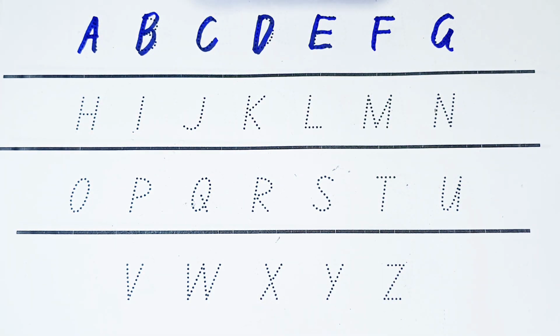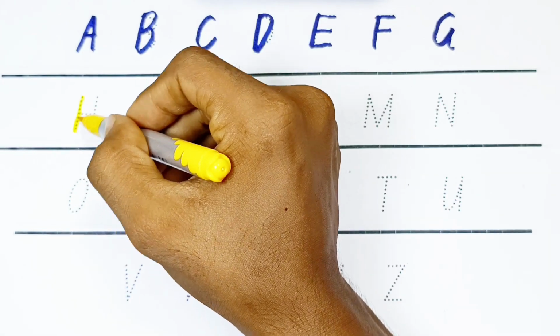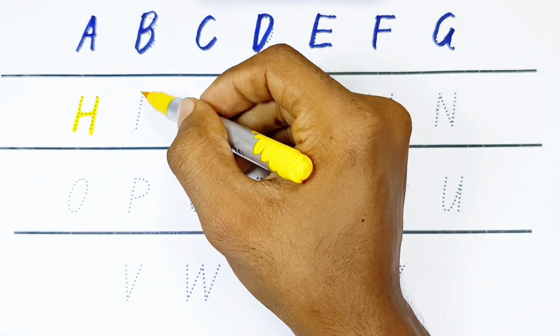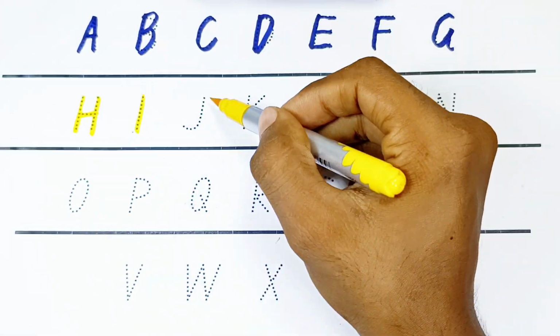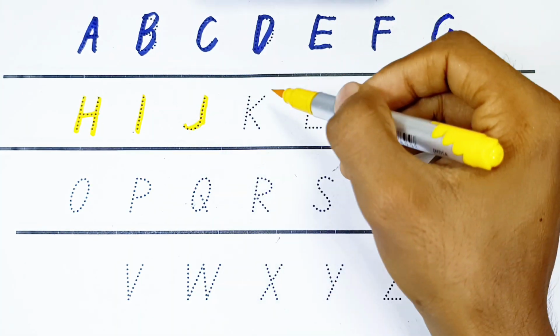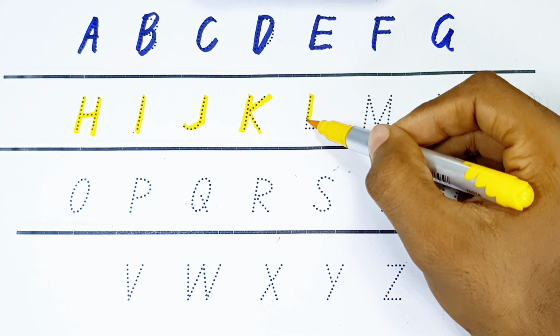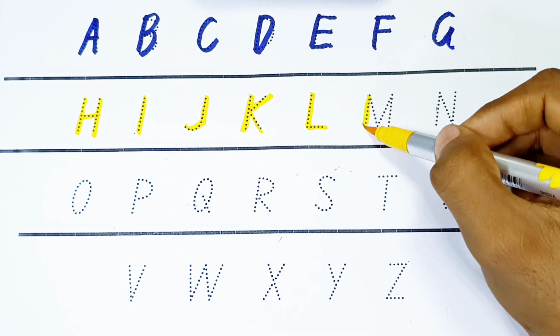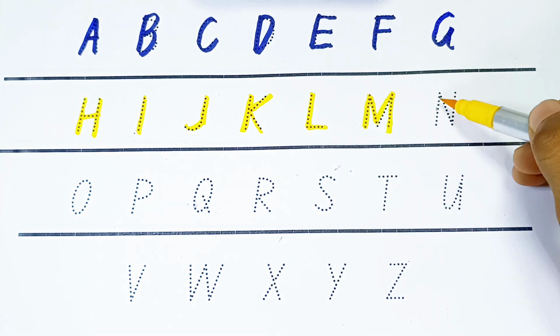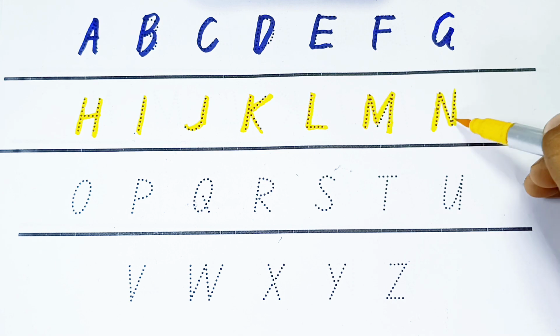Now I know my ABCs. Next time, won't you sing with me? H for helicopter. I for ice cream. J for joker. K for king. L for lion. M for moon. N for nose. Now you draw O.